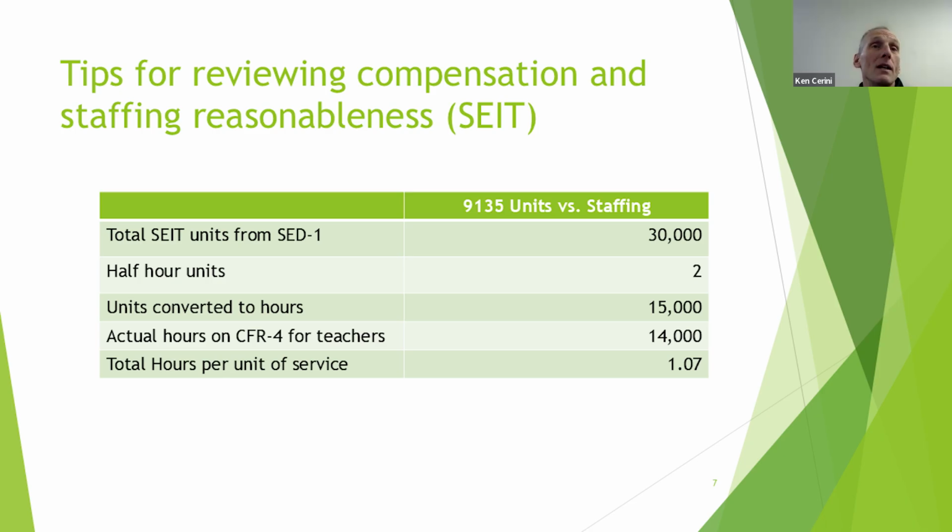Anything over a 1 means that something clearly doesn't make sense, because I couldn't have provided the services. So again, just something to keep in mind. You should be in that 0.67 to 1 range in terms of this calculation. Anything over 1, I just don't have enough staff.